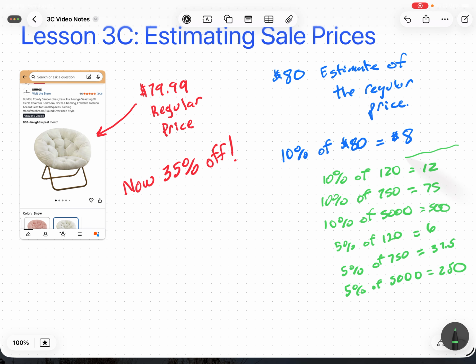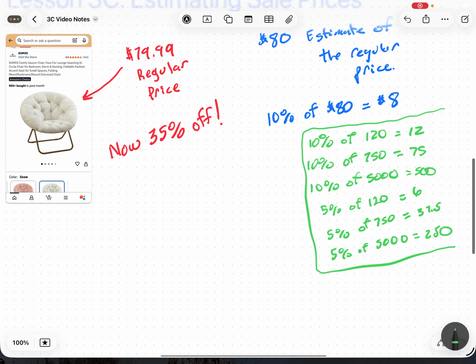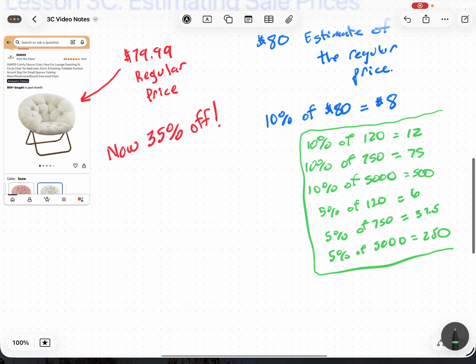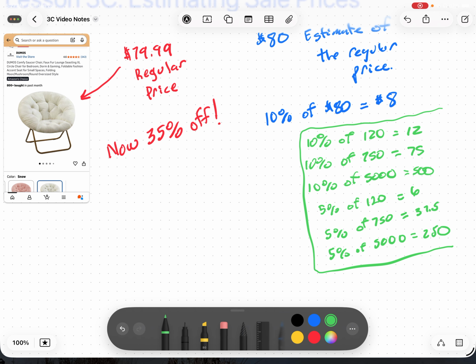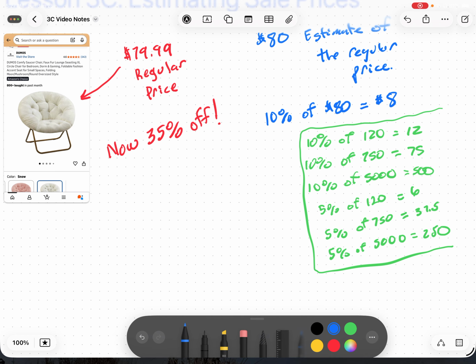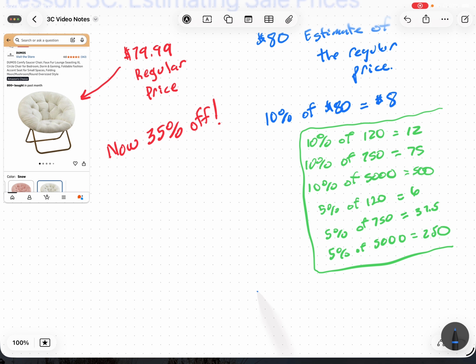So this is just my little side note for calculating 10% of a number. Let's get back to our little chair there. I'll keep working in blue here. For our chair, remember, our regular price is $80. That's what we're starting with. And 10% is $8. Okay, so I'm at $8 for 10%. That means 5% would be $4.